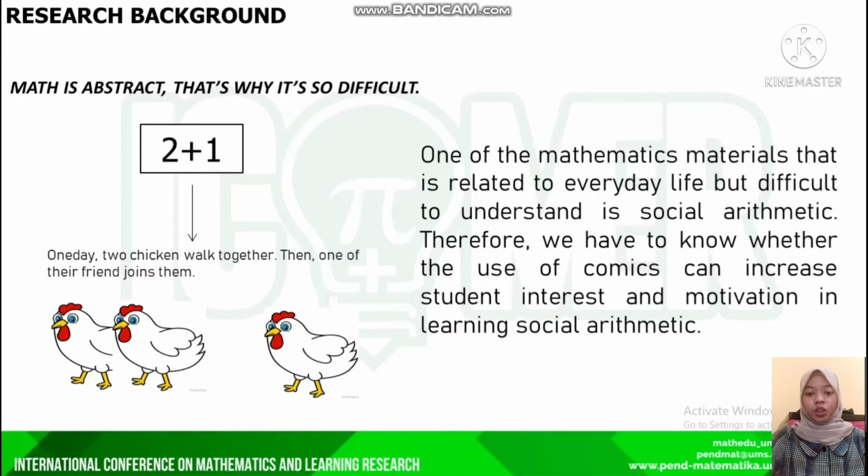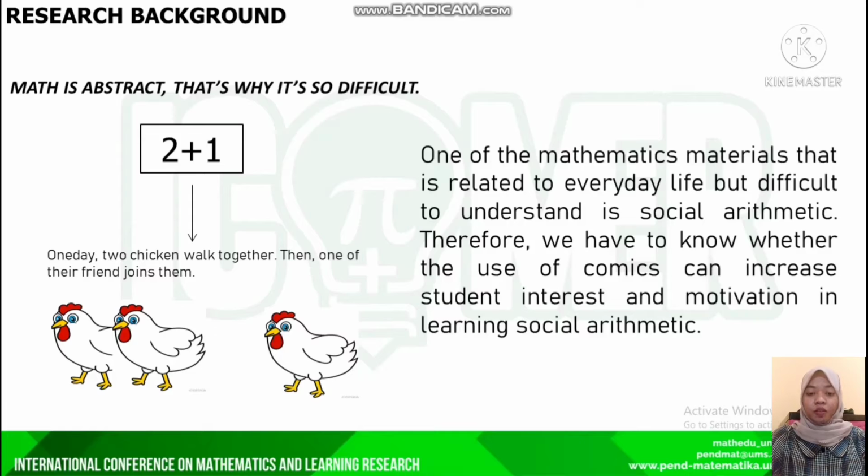Some research show that comic can help students in relating abstract concepts of mathematics to a context that may be easier to be imagined and understood. One of the mathematics topics that are related to everyday life but difficult to understand is social arithmetic. So, it is necessary to find learning solutions that can increase student motivation and interest in learning social arithmetic.